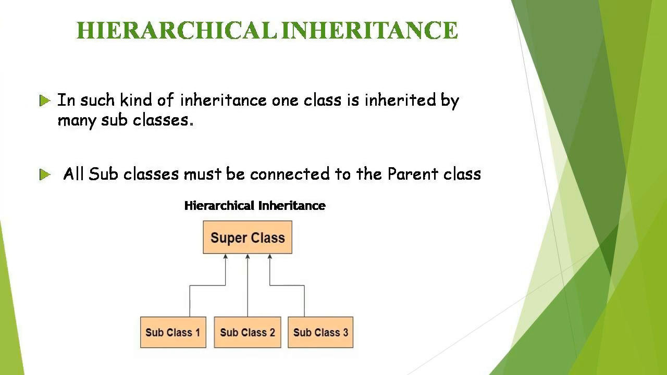Next, hierarchical inheritance. When two or more classes inherit a single class, it is known as hierarchical inheritance. Here is a diagram, superclass, and there are three subclasses, subclass 1, subclass 2, subclass 3. And all three subclasses are inheriting all the properties and behavior of superclass.